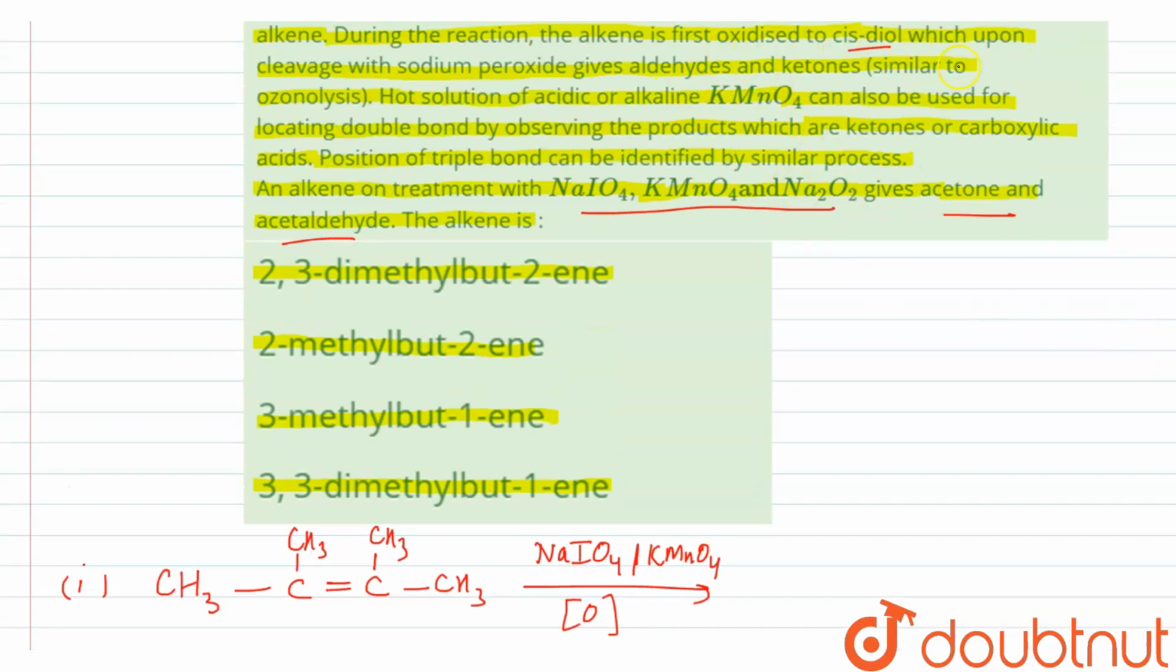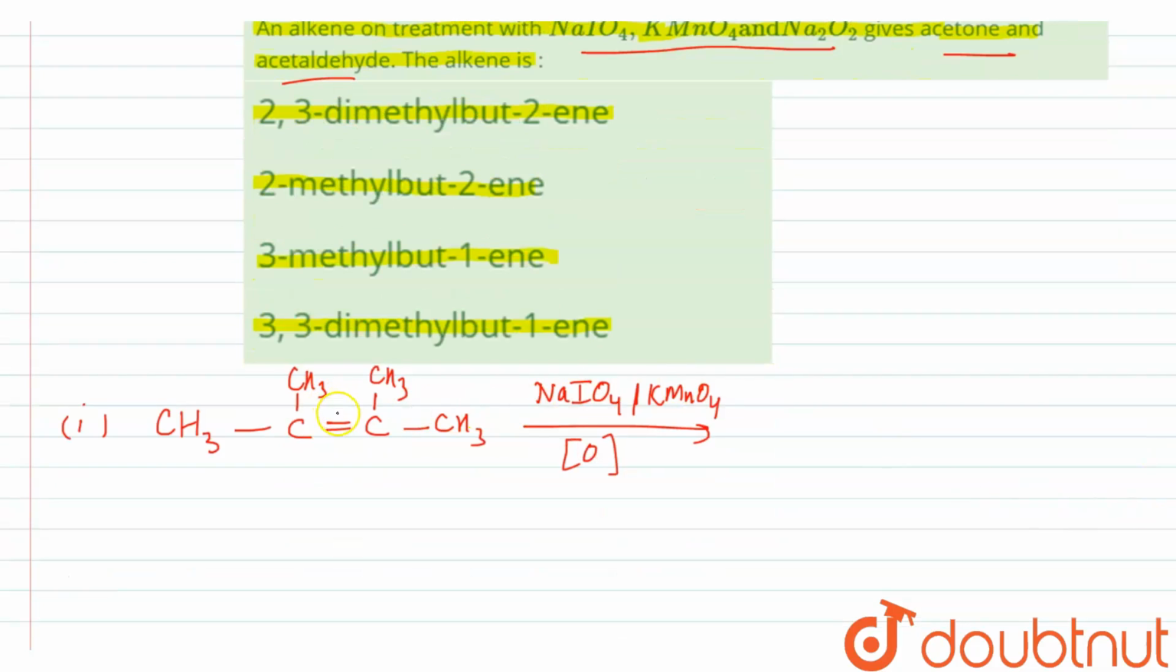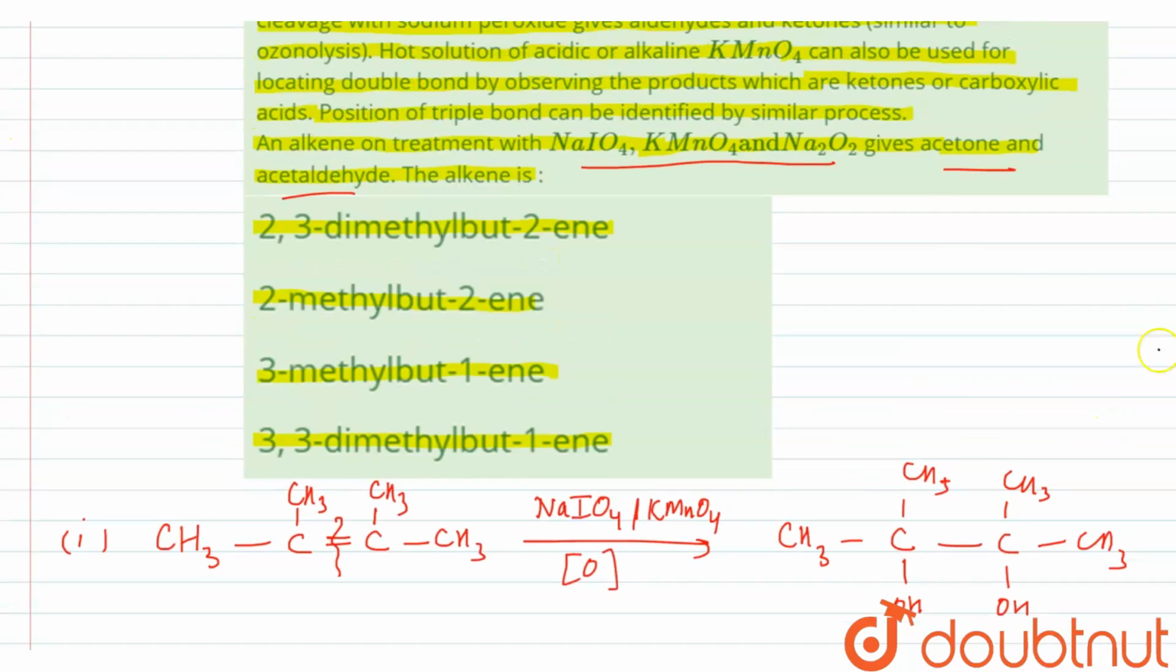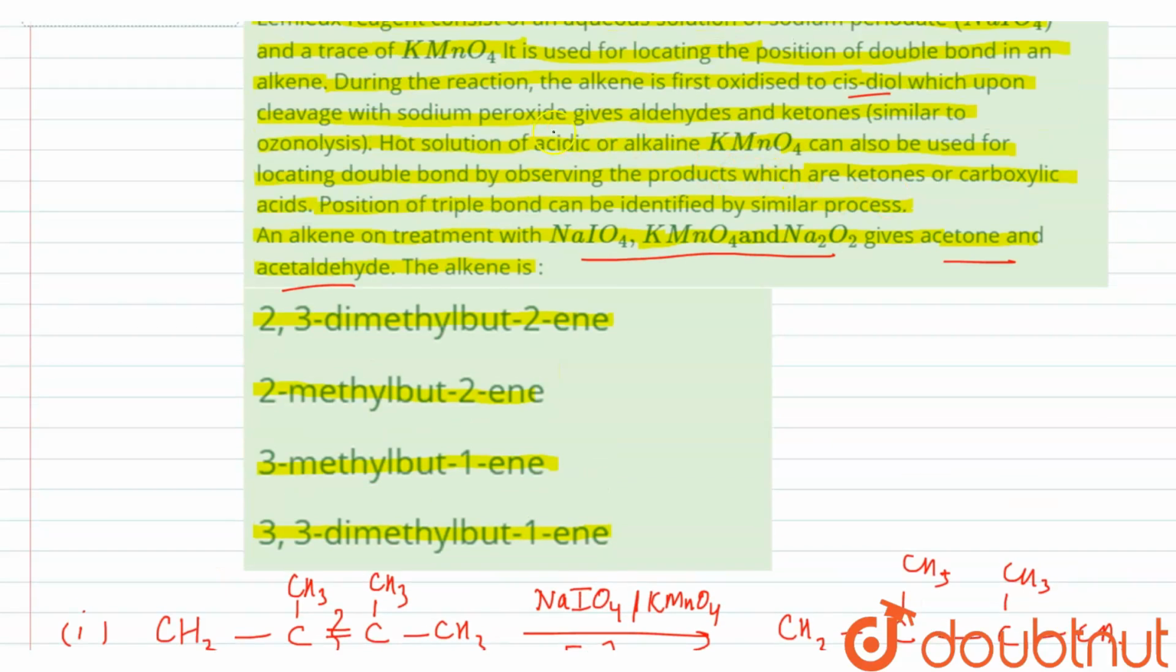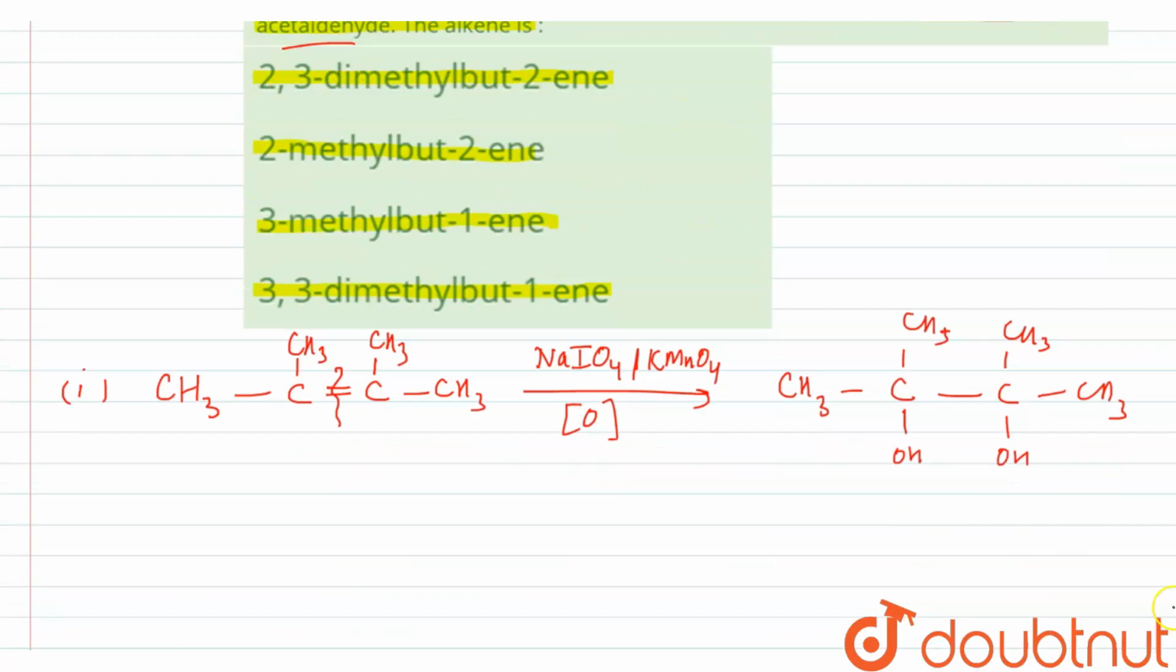So it will form a cis-diol compound, right? The double bond will be broken from here, and 2 hydroxyl groups will be attached to these carbons. So the cis-diol compound will be CH3 here, OH attached to this carbon, OH attached to this carbon, and then CH3 and CH3. Now this cis-diol compound will react with Na2O2. Like ozonolysis, there will be oxidative cleavage, which will give aldehydes or ketones, that is, carbonyl groups.